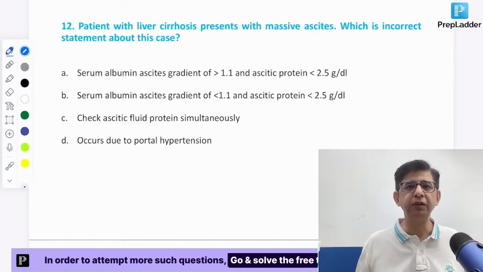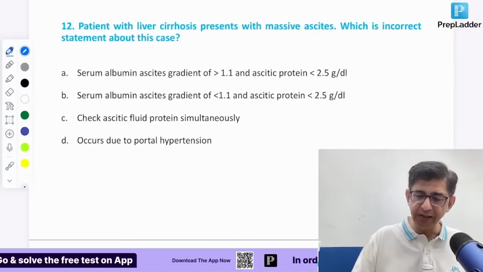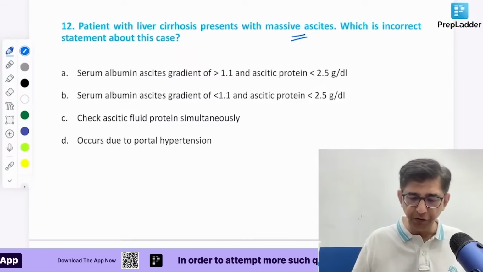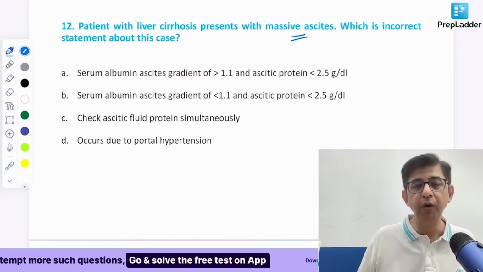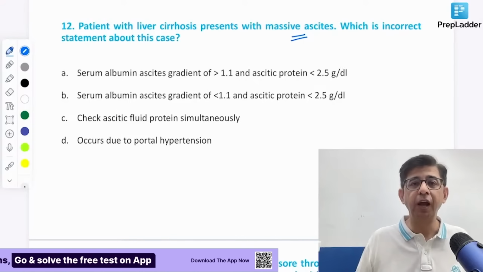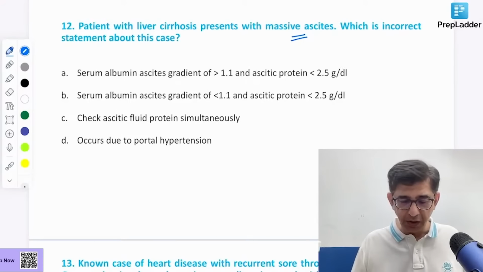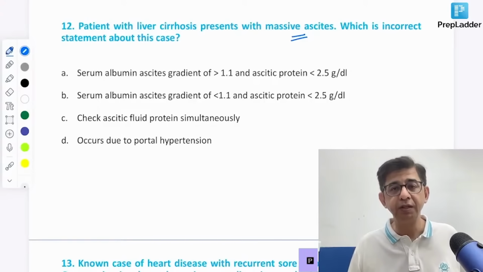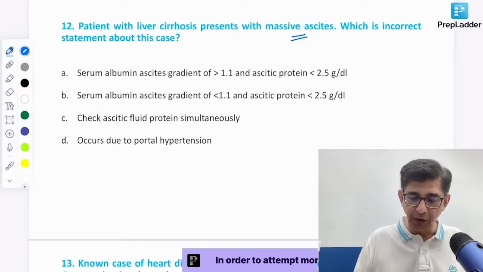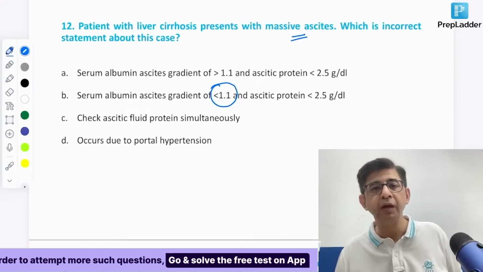A patient with liver cirrhosis presents with massive ascites. Which of the following is the incorrect statement about this condition? Then we have to remember SAG, the serum albumin ascites gradient. A serum albumin ascites gradient of less than 1.1 is the problem in this case. In portal hypertension it is always more than 1.1.